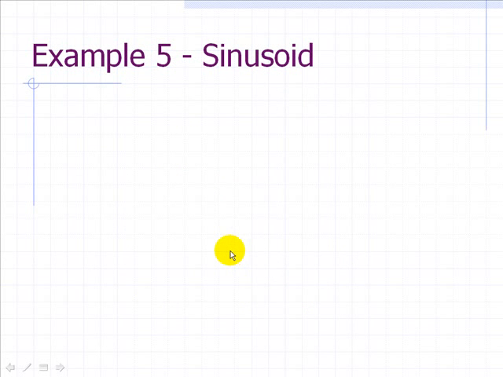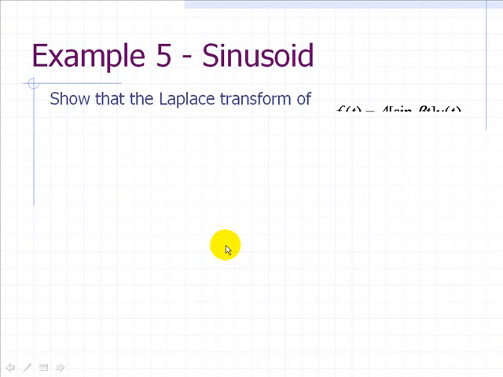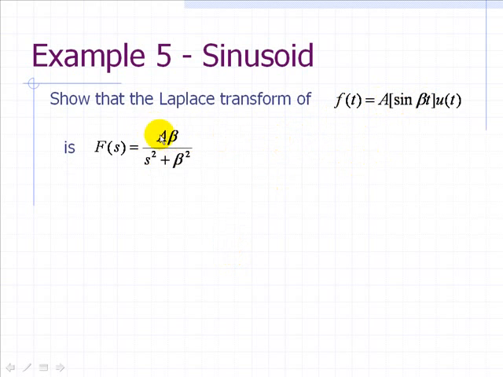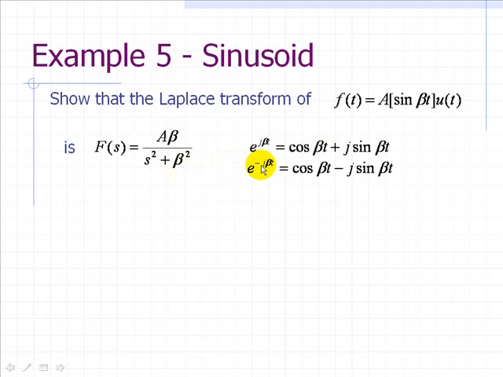Okay, this is an example associated with a sinusoid, and in this case we're going to say f of t equals a sine beta t. And we want to show that the Laplace transform is a beta divided by s squared plus beta squared. In order to do this problem, we have to recall Euler's formula: e to the j beta t is equal to cosine beta t plus j sine beta t. We get a similar expression, e to the minus j beta t is equal to cosine beta t minus j sine beta t.